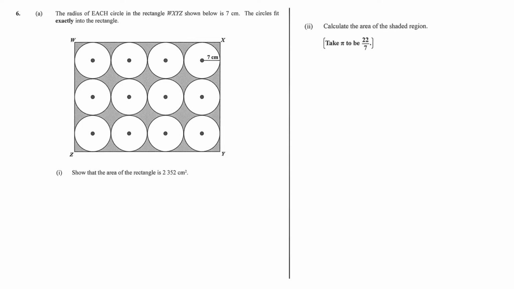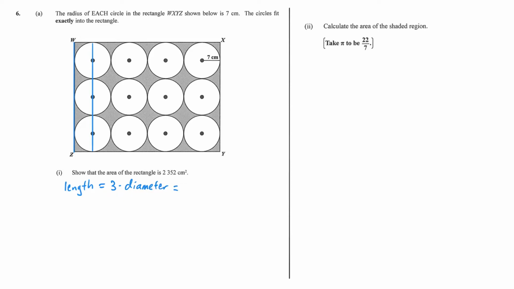2,352 centimeters squared. Remember that the area of a rectangle is the product of its length and its width. So we need to first find the length and the width of this rectangle. The length of this rectangle is the side WZ. From our diagram, we can see that this length is the same as 3 circles stacked up. This means that the length of WZ is equal to 3 times the diameters of the circles.